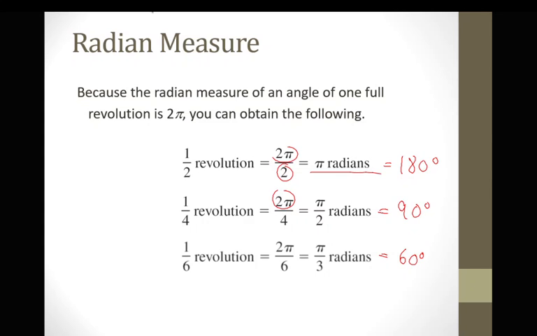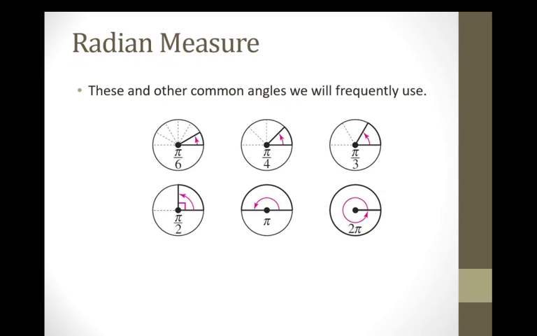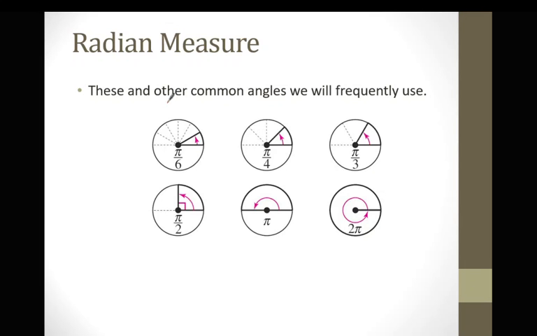That's why I gave you some of them so you could see. Right here, these are common angles that you're going to eventually have memorized. You're going to know that pi over 6 is 30 degrees, pi over 4 is 45 degrees, pi over 3 is 60 degrees, pi over 2 is 90, pi is 180, and 2 pi is 360 degrees. These are angles that you are just going to know eventually, right off the top of your head, and you'll be able to spit them out from memory.